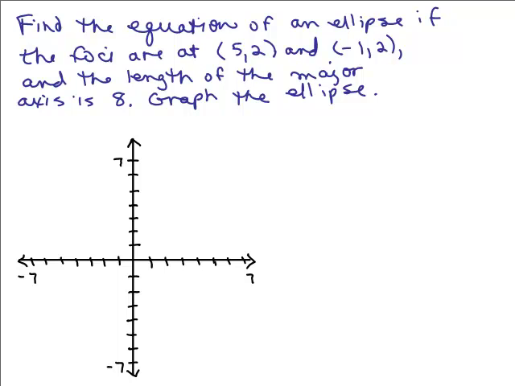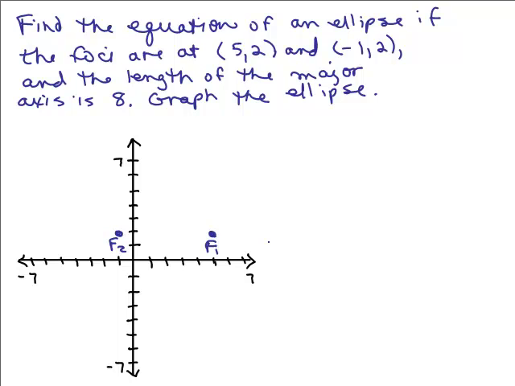All right, so we know the foci are at (5, 2) and (-1, 2). So let's see where those are. If we go over 5 and up 2, that's one of the foci, and I'll call that foci 1. And we have another one at (-1, 2). Then I know that the major axis is right here. I'm going to dot it, by the way. Anyway, it's this horizontal line at y equals 2.